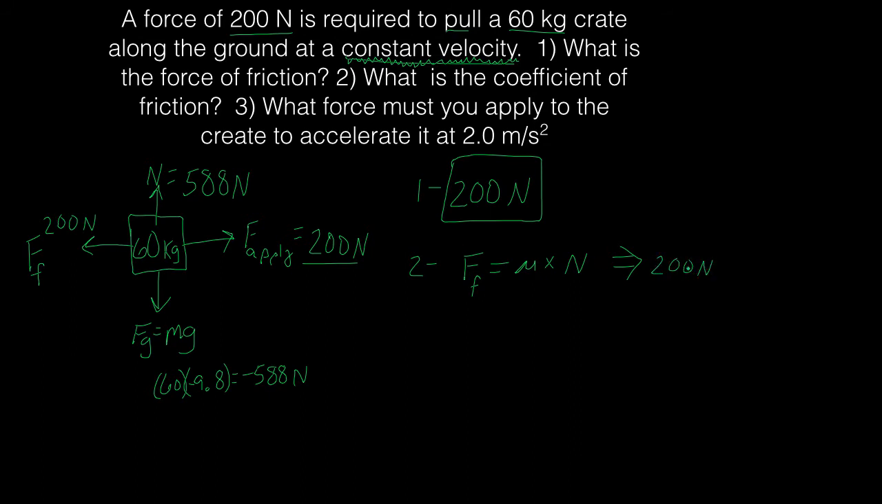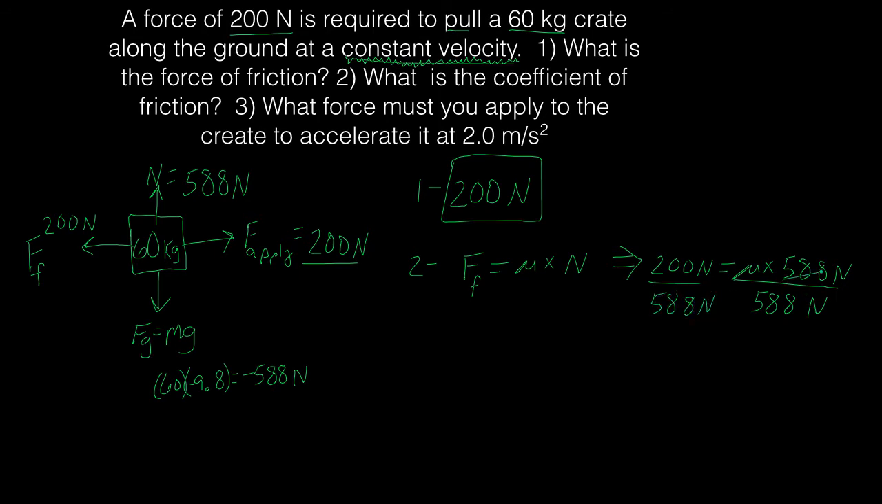Okay, 200. And that is equal to our coefficient of friction, which we don't know, times the normal force. And we found the normal force over here was 588. Okay, so now we have an equation with one variable we have to solve for. To solve for mu, we would divide each side by 588 newtons to get it by itself.